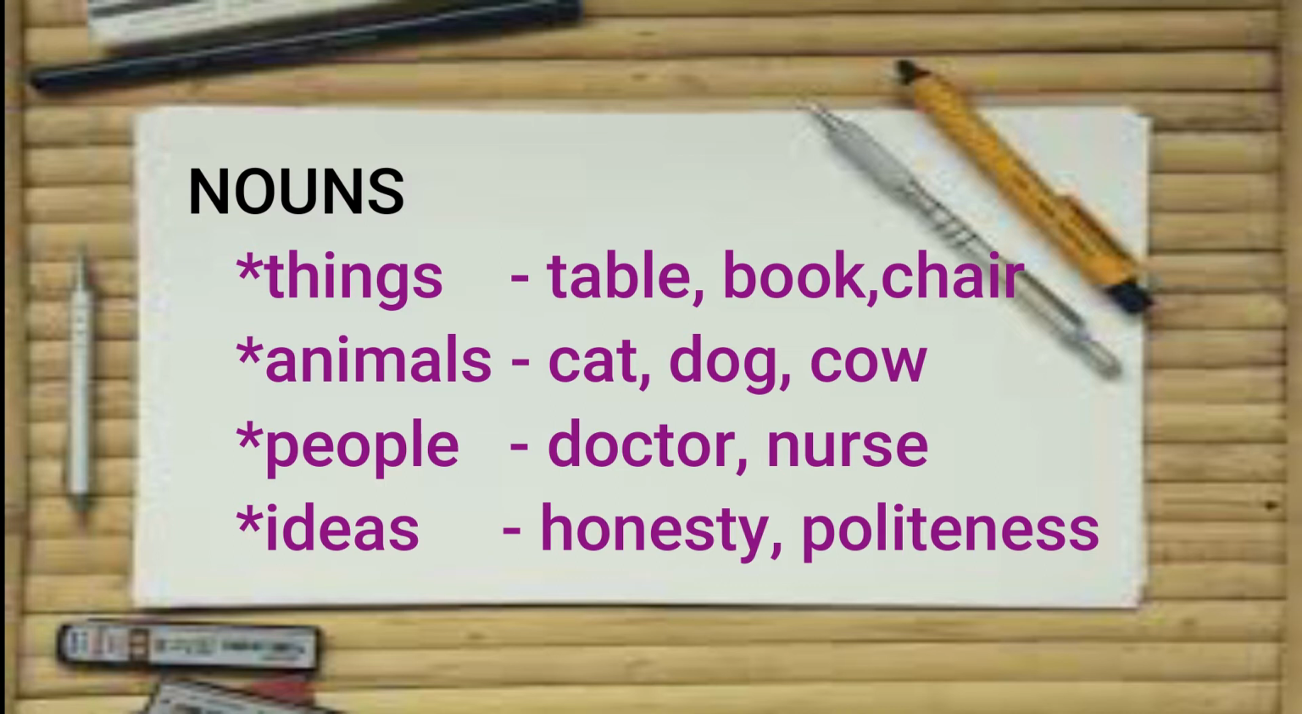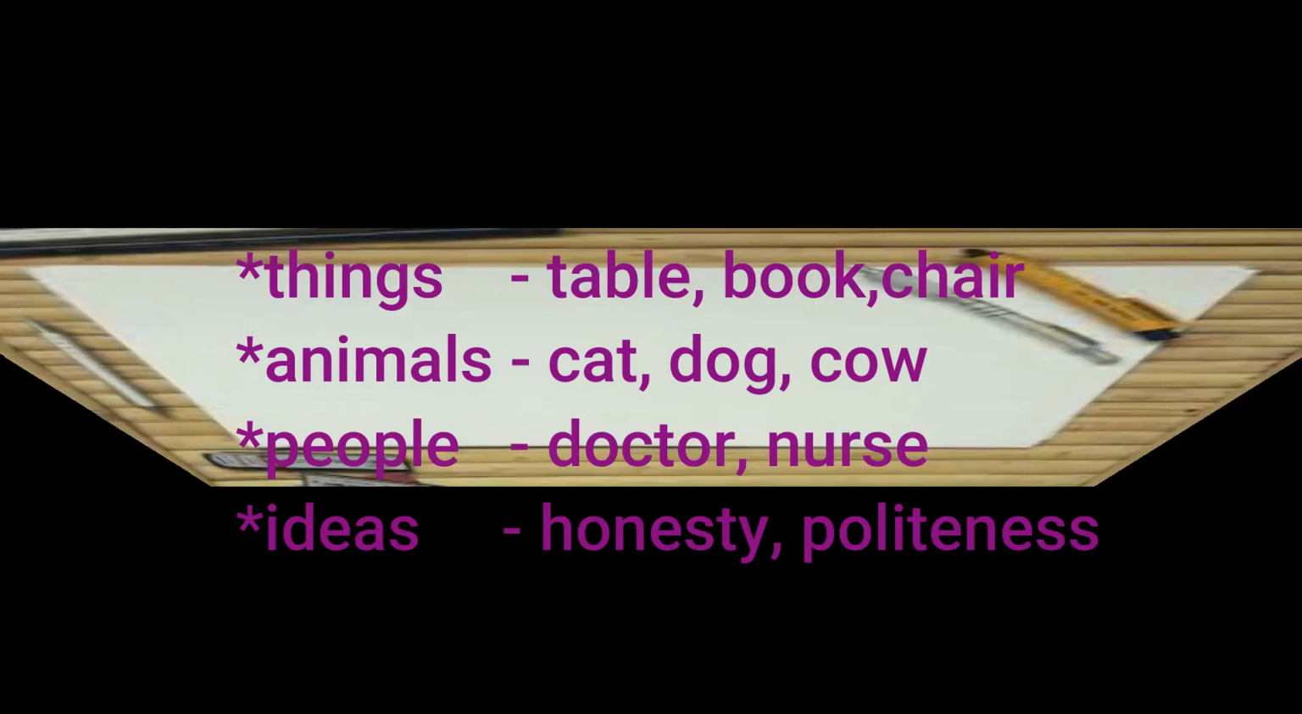Nouns. What are nouns? Nouns may be name of things, animals, people, and even ideas. Things include table, book, chair, etc. Animals, as we all know, includes cat, dog, cow, etc. People includes doctor, nurse, teachers, etc. And ideas or abstract things include honesty, politeness, belief, etc.